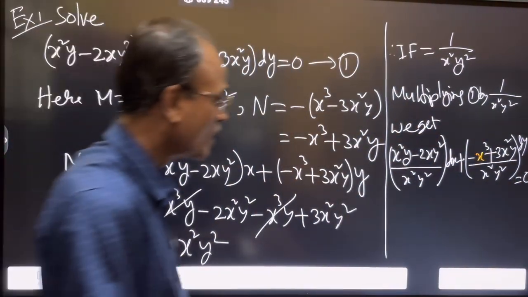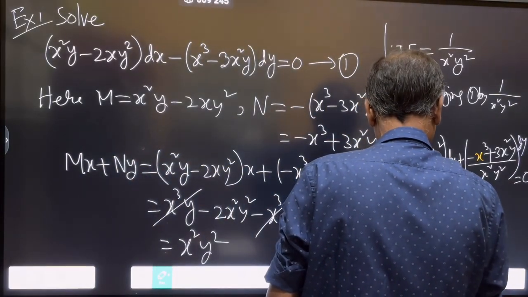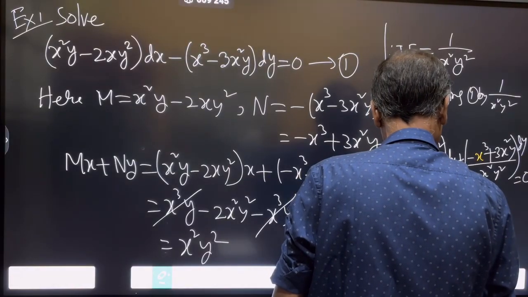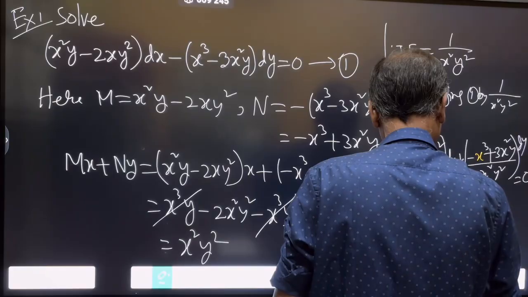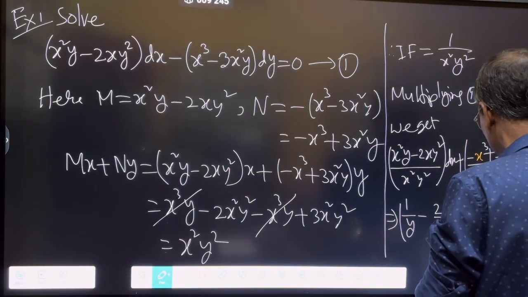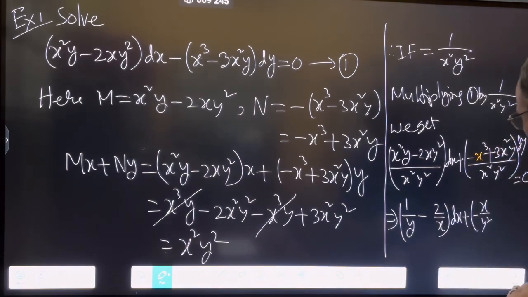You will get this one. Or you may write 1 by y minus 2 by x dx plus minus x by y square plus 3 by y dy. This is equal to 0.